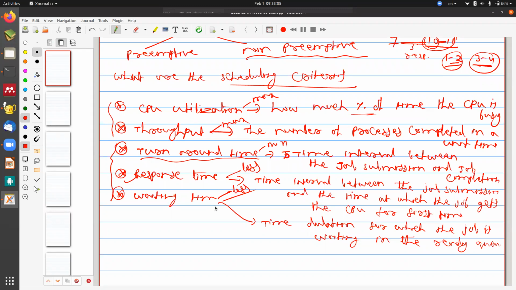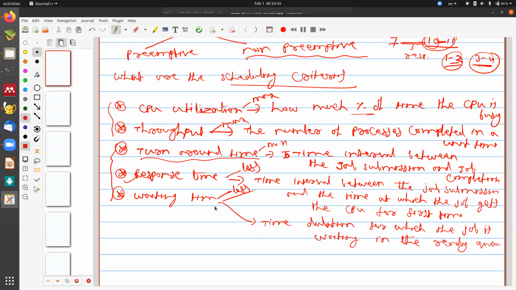Are you getting my point? Suppose 10 scientists have prepared their one algorithm. They say that hey, this operating system, please use my algorithm. Another will say, no, don't use his algorithm, use my algorithm. Then how is the owner of the operating system going to select which algorithm will be better? The criteria is this. That's why it is called scheduling criteria. Whichever satisfies more CPU utilization, more throughput, less turnaround time, less waiting time, less response time, the owner will prefer that algorithm as compared to the others.